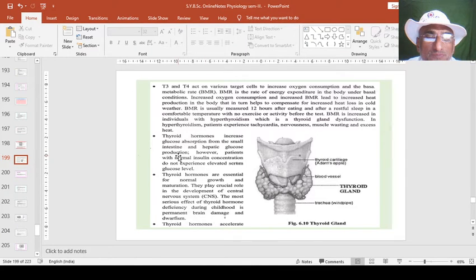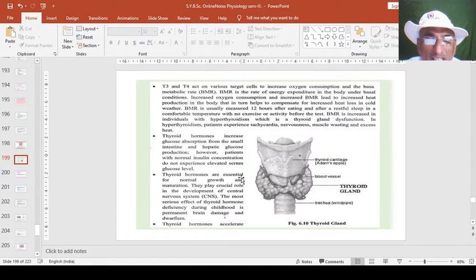So glucose production is increased. However, patients with normal insulin concentration do not experience elevated serum glucose levels. It means the glucose level which is increasing in thyroid patients or thyroid hormone deficiency conditions, then sugar should not be there, or insulin should be normal. Otherwise, this function is changed or affected.